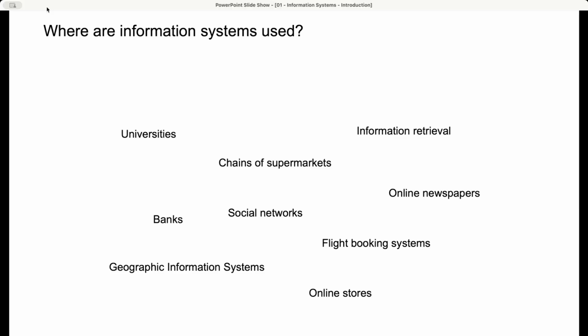Where do we have information systems? In universities, in supermarkets, banks, social networks, newspapers, databases, flight booking systems, geographic information systems, online stores like Digitec, Amazon, and so on. So Google is an information system. There's a whole lot of them. In fact, I think it would be very difficult to find any company in the world of a certain size that does not have an information system, or specifically a relational database.